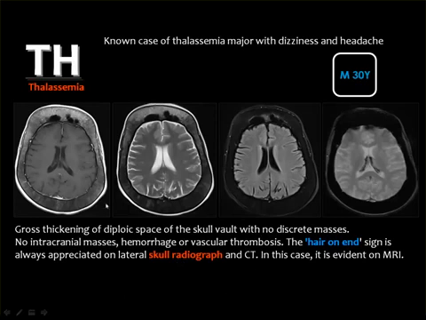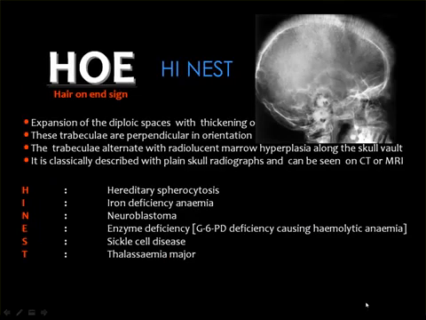But on MRI, you can see that the diploic space is markedly widened and it does not contain yellow marrow. Of course, you know that the yellow marrow contains fat, and the fat will appear bright in T1 and less bright in T2. But the red marrow will appear of intermediate signal in both T1 and T2, as you can see here.